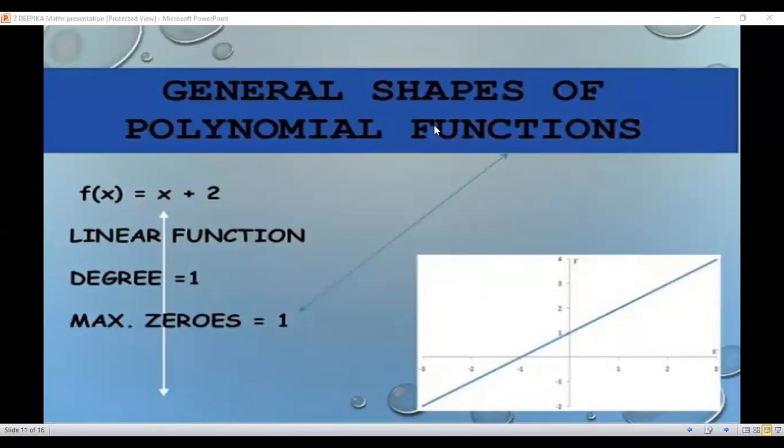Here the linear polynomial. As I have explained, a linear polynomial has at most one zero. It should be a straight line. In the linear polynomial, the graph should be a straight line. So next slide.